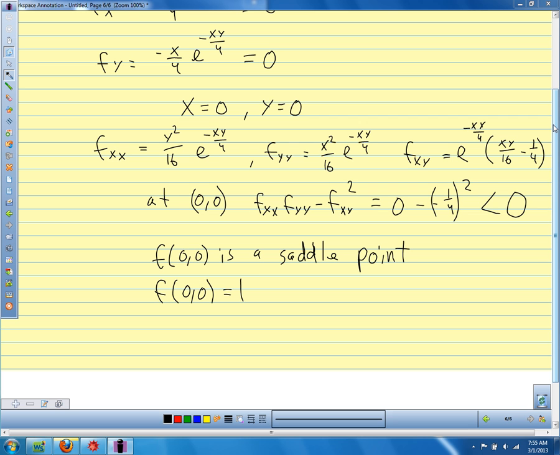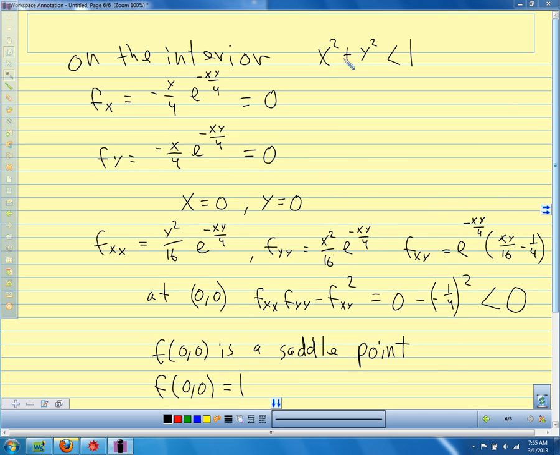How do you know that was on the interior using Lagrange? Lagrange multipliers only work if you're looking for a maximum or minimum on a constraint. On the interior, the only thing we had to worry about was that x squared plus y squared is less than 1. That's not a constraint, that's just a region, inside that circle. So we had to make sure the point we found was inside the circle. If the point we found was outside that region, we would just say that's not in the region we're interested in.